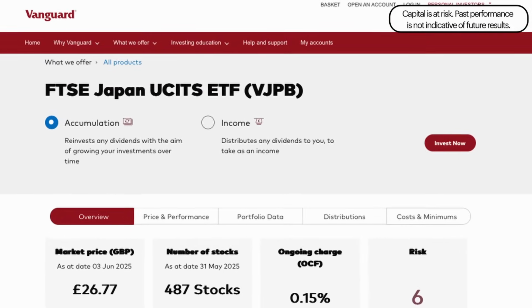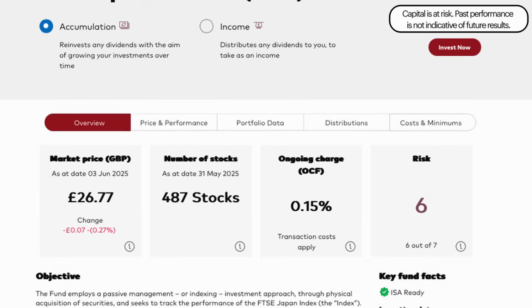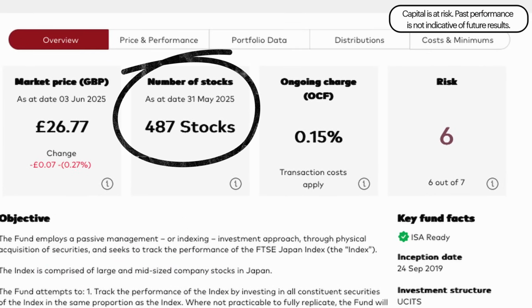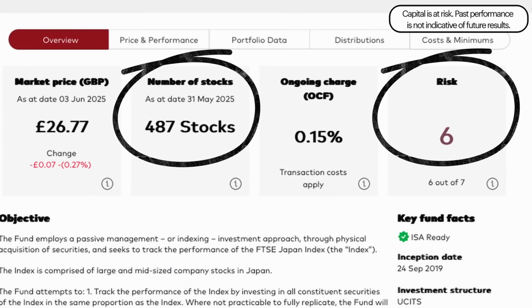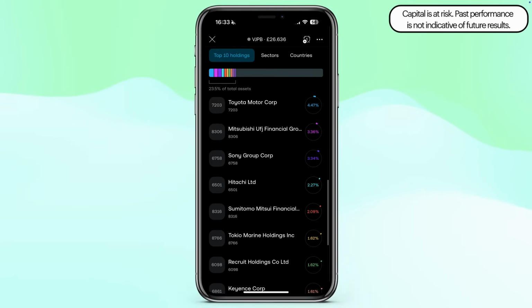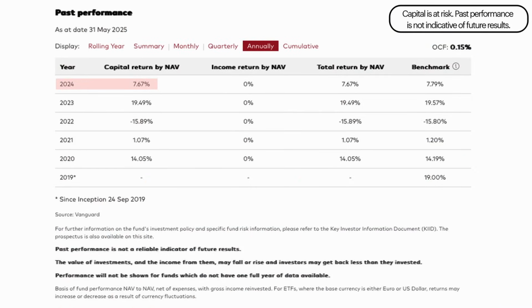The penultimate fund being the Vanguard FTSE Japan ETF with the ticker symbol VJPB. This fund is comprised of large and mid-sized companies in Japan with 487 stocks with a risk score of 6 out of 7. As you'd expect, this is a 100% Japanese fund, with the top holdings being in Toyota, Mitsubishi, Sony and Hitachi. In terms of overall performance, well, in 2024 it provided a rate of return of 7.67%, with most recent years being positive with the exception of 2022, which seemed to be bad for many different asset classes and every fund that we've discussed so far in today's video.